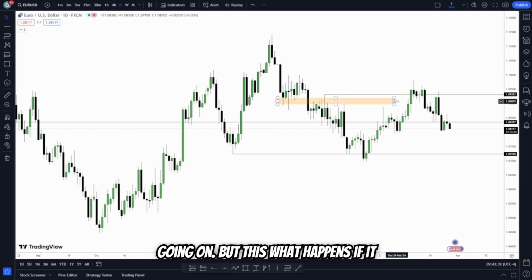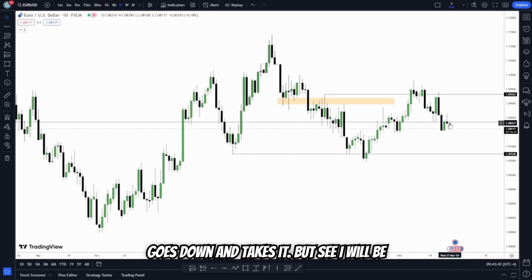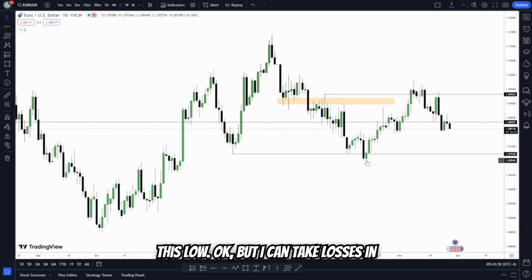But this is what happens if it goes down and takes it. See, I will be bearish the whole day, okay. On this day also I took a loss, but the thing is, I will be bearish till the price goes and takes this low, okay. I can take losses on some days on the 15-minute chart, yes I can, but overall I can make a profit from this.